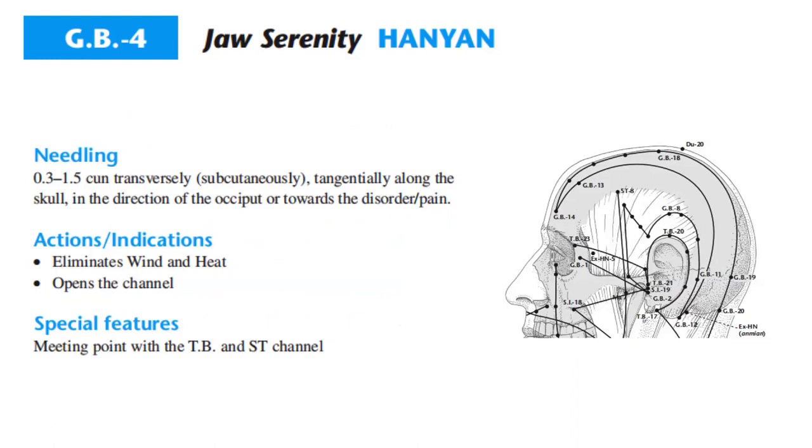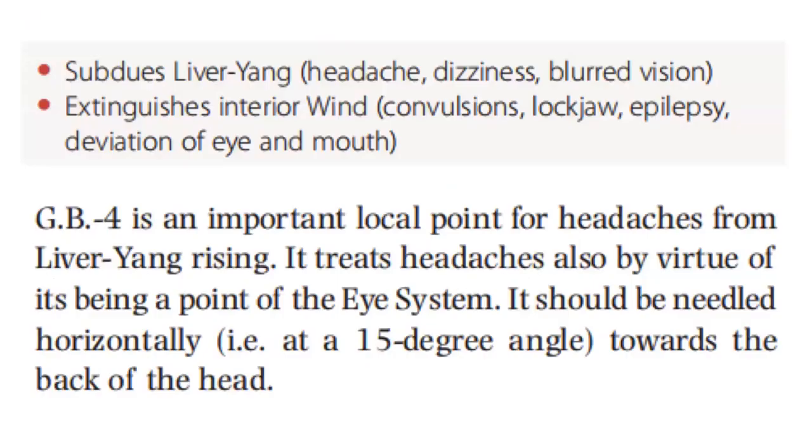Actions, indications: eliminates wind and heat, opens the channel. Special feature: meeting point with the TB and stomach channel. GB4 subdues liver yang, so good for headache, dizziness, blurred vision. Extinguishes interior wind, convulsions, lockjaw, epilepsy, deviation of eye and mouth.